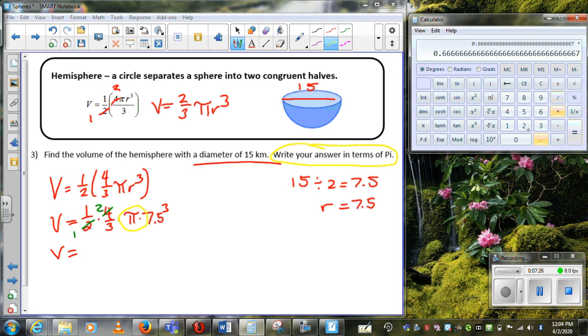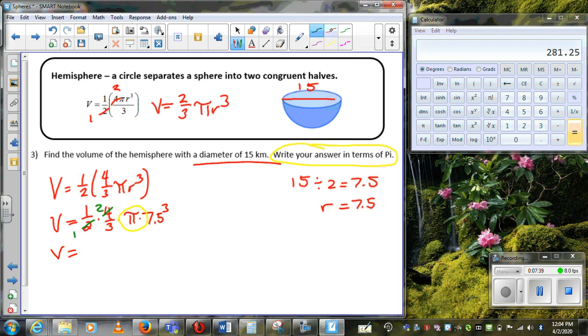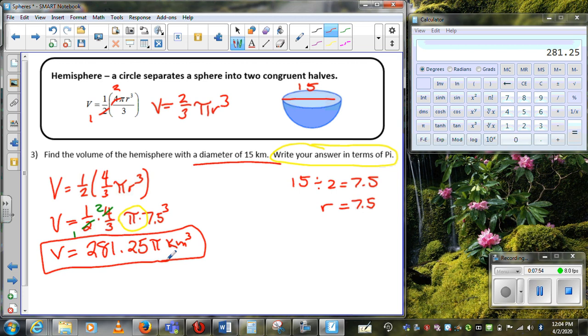times 7.5 times 7.5 times 7.5, and that's going to give me 281.25. So when I write my answer, I'm going to write it as 281.25, keep the pi symbol on there. And this is going to be kilometers to the third power. Now we're done. Okay, so that's what it is in terms of pi. I knew I had made a mistake in there. Something I knew was wrong. Okay, let's take a look at another one.